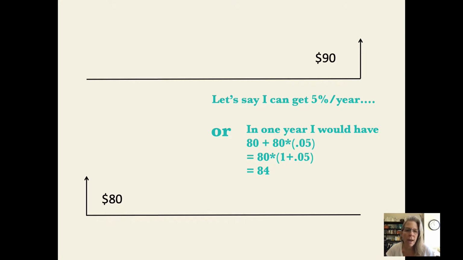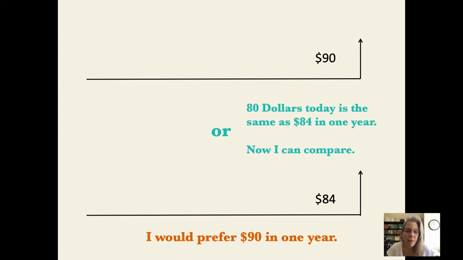So in 1 year, I'll have $80, plus I'll have the interest that I earned on $80 at 5%. And I just do the algebra, which means then I'd have $84 in 1 year. So now the cash flow looks like this. $80 today is the same as $84 in 1 year, and now I can compare them. And it's clear then that I would prefer to have $90 in 1 year as opposed to $84 in 1 year, which means we would prefer $90 in 1 year as opposed to $80 now. That would be our preference then. So what we did is we shifted to a common time period, and then we could directly compare.